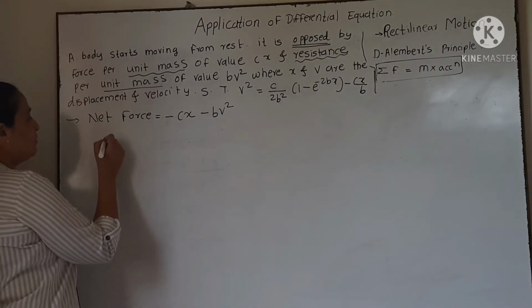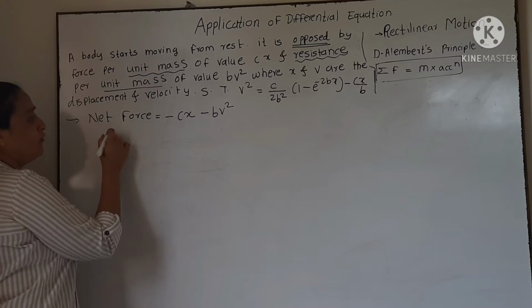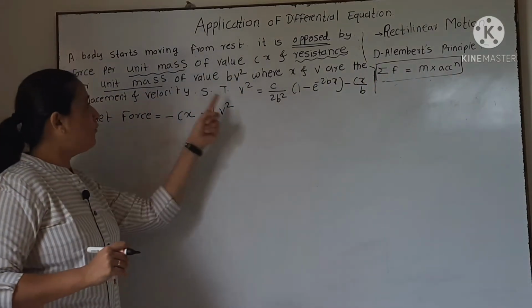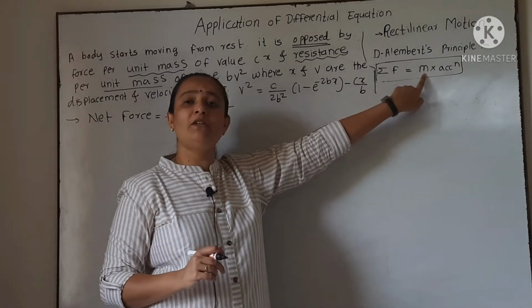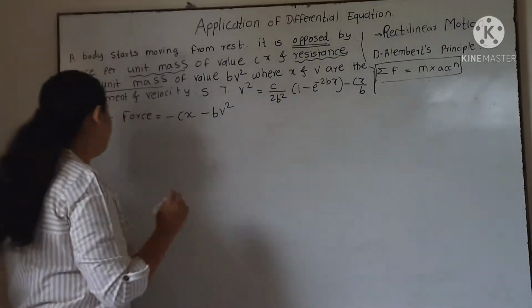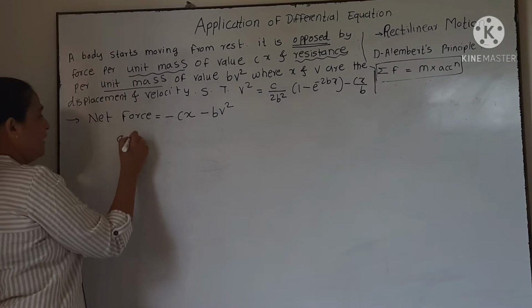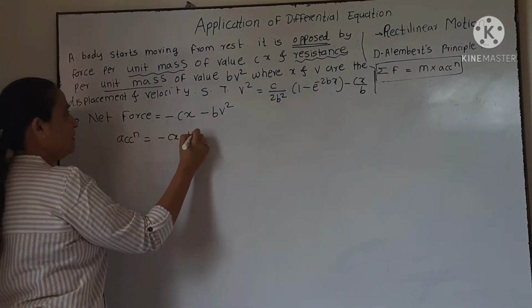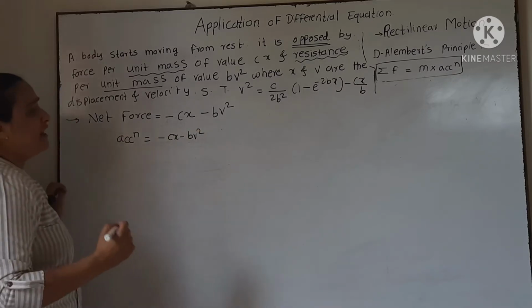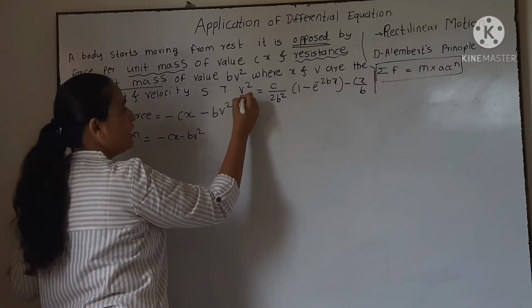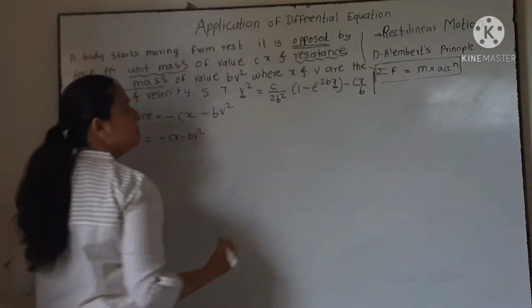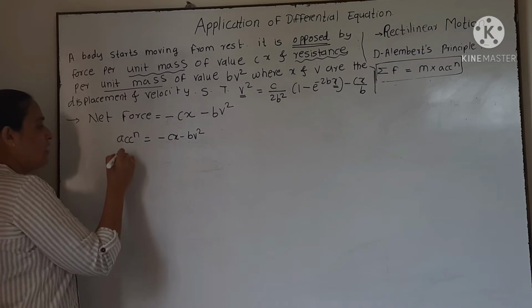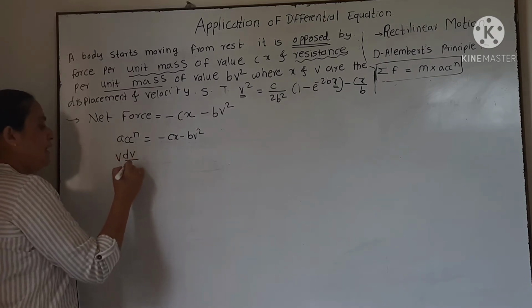Now by using D'Alembert's principle, net force is equal to mass into acceleration, but this is the force per unit mass, that means value of m is equal to 1. So we have net force is equal to acceleration, that is minus Cx minus bv square. Again if you see the expression, whatever we want to prove, here we have velocity and relation between v and x. Therefore we can consider acceleration as v into dv by dx.